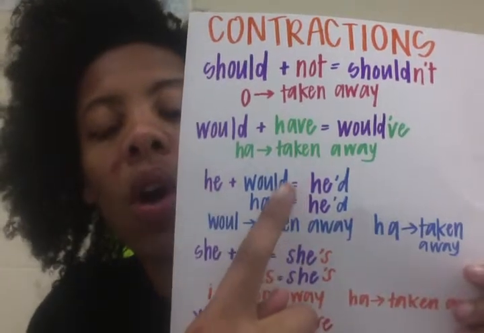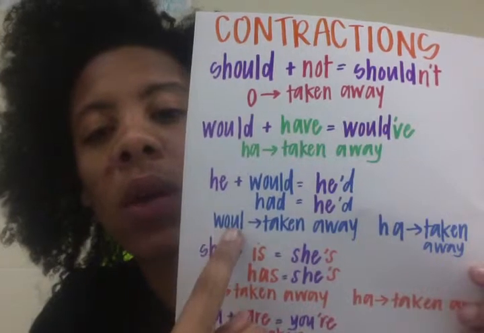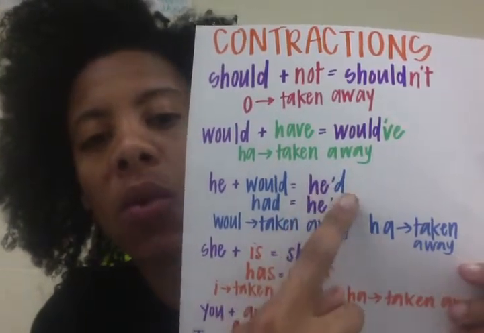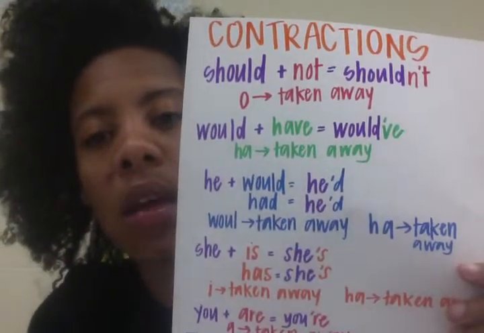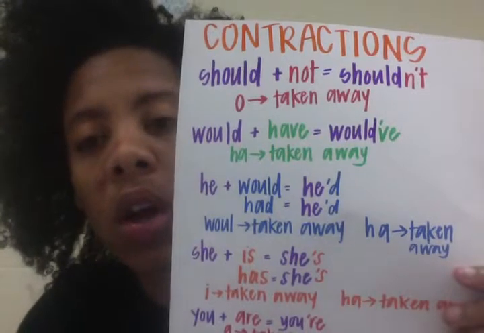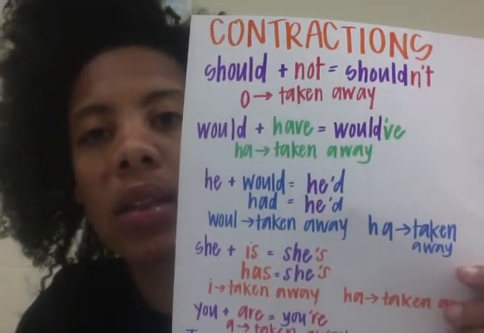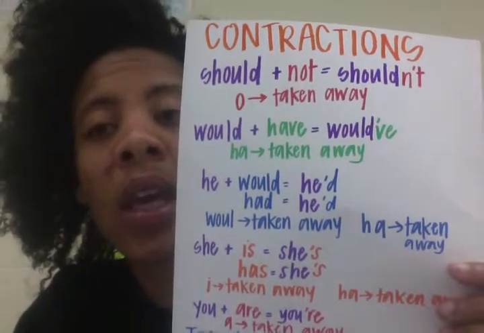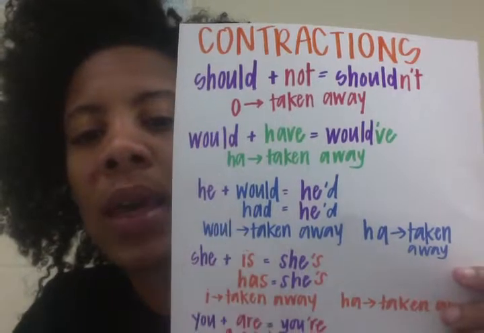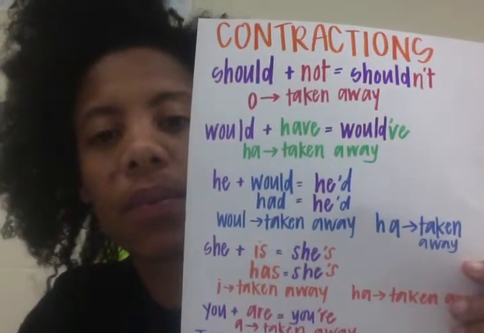For he would, you end up taking away most of the word, W-O-U-L, and replacing that with an apostrophe. So once again, you're left with just a D. He'd. Now I know that these are very similar, but you have to make sure that you're paying attention to the context of the sentence. If the sentence is he'd go later, then we know it's not going to be he had go later. It's he would go later.